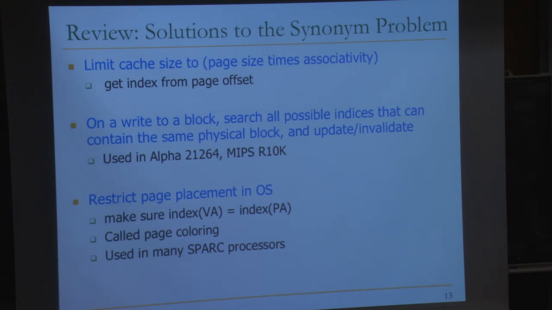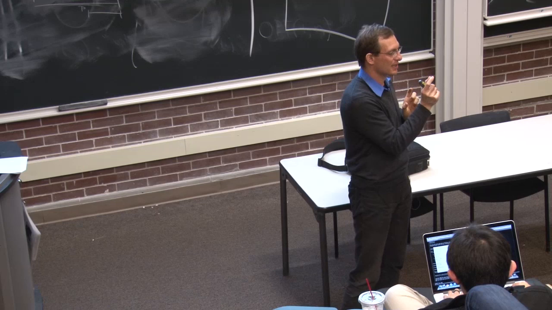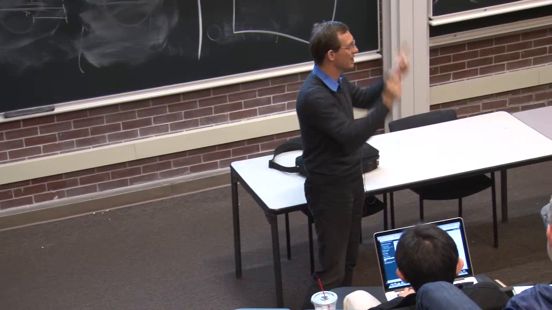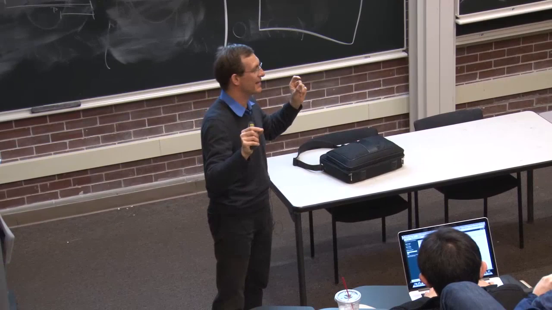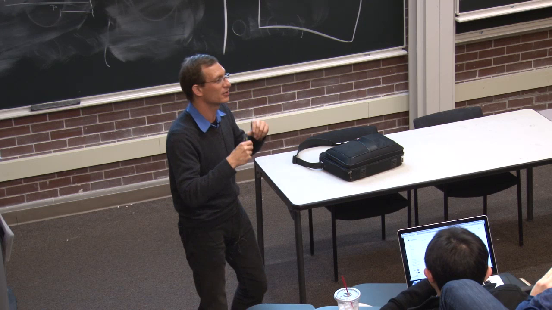Alpha 21264, I believe they had four possible locations where a physical address can belong to in their L1 cache. Actually, that could be more than four. But don't quote me on that. I believe that two bits of the index came from the virtual page number. And you could potentially have four possible locations where a physical address can be in the cache. And when a write happened to the cache, they actually snooped all those possible locations, basically searched all those possible locations in the cache to ensure that there's coherence within that physical address.